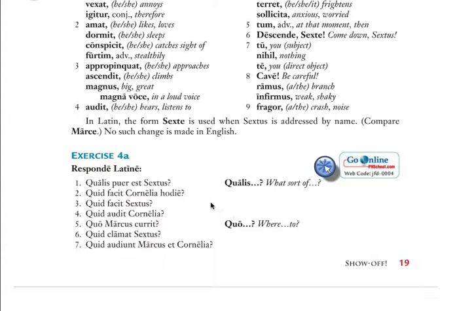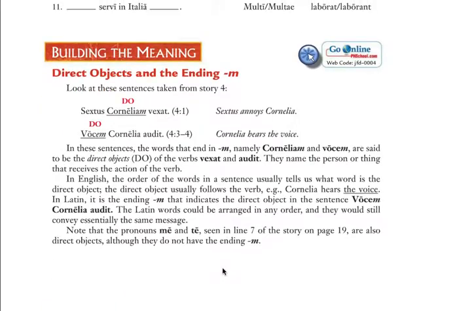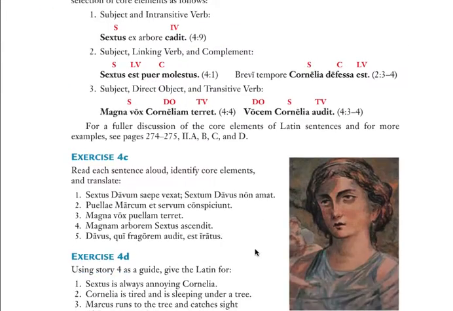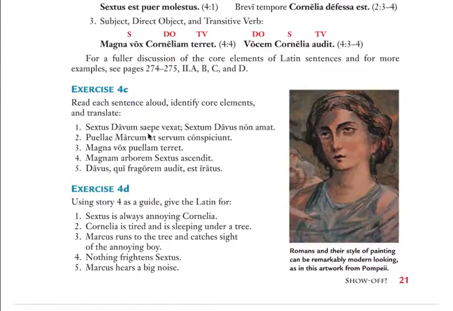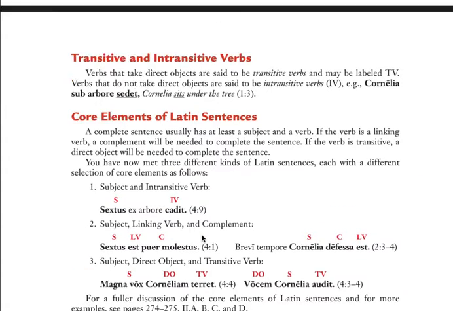Also make note of quo here. Quo means where to, and that shows up right here. Now, for exercise 4C, excuse me, which is right here on page 21, it says, read each sentence aloud, identify core elements, and translate. Now, you don't know what core elements are, but they're all listed right up here. And you should definitely read through this carefully and let me know if you have any questions by emailing me.